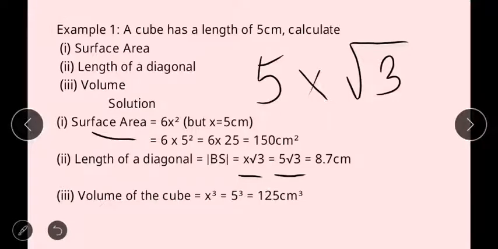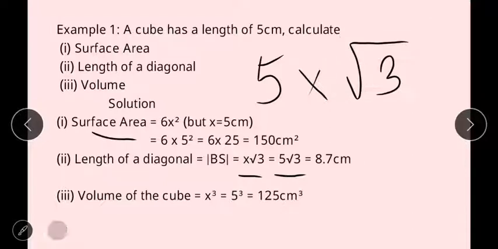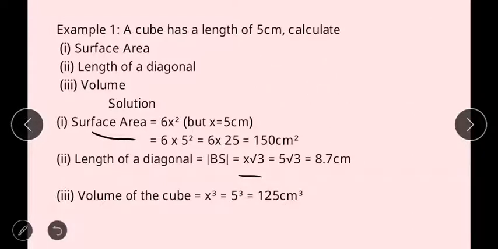5 times root of 3. Calculate root of 3 first. Press onto your calculator the square root of 3. What does that give you? Good. Multiply it by 5. Yes, it gives you 8.7 centimeters.